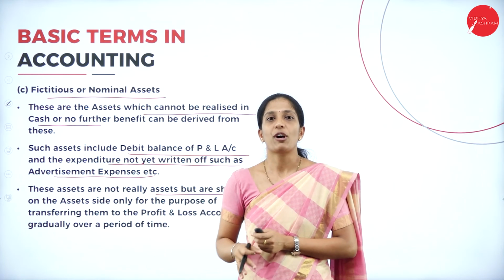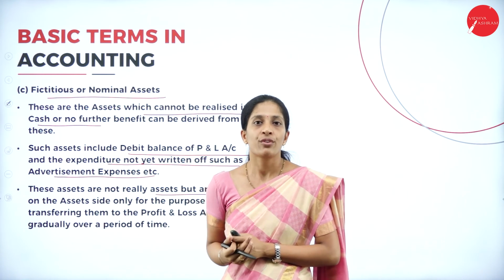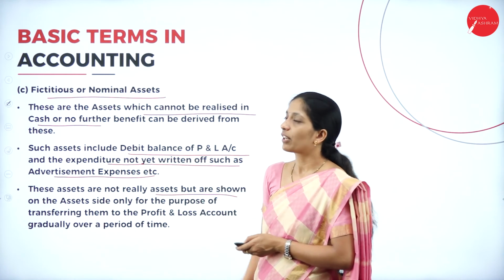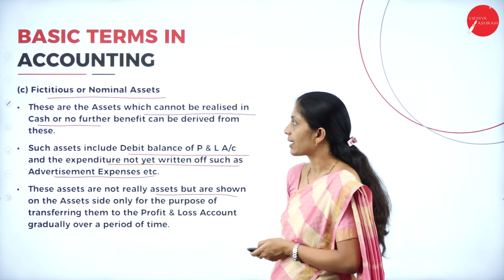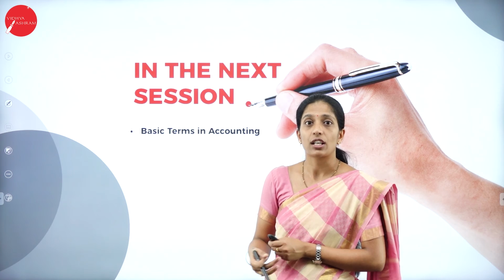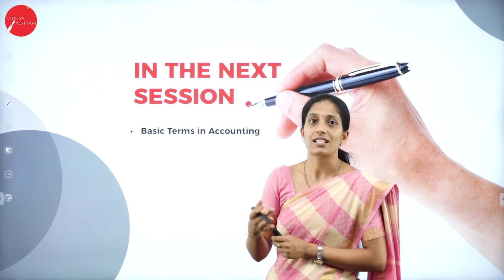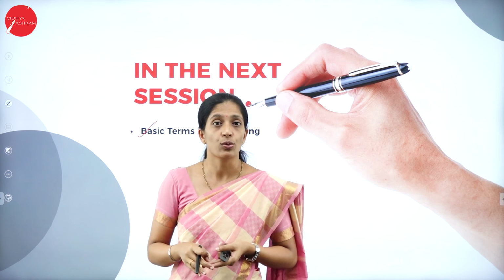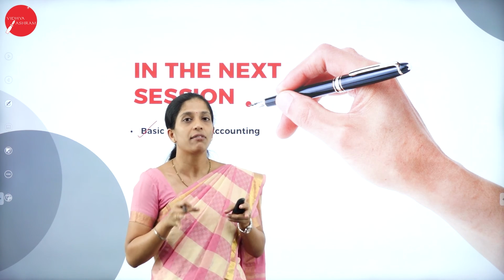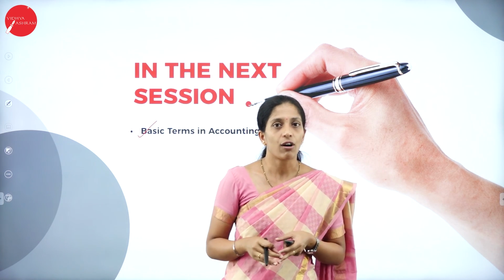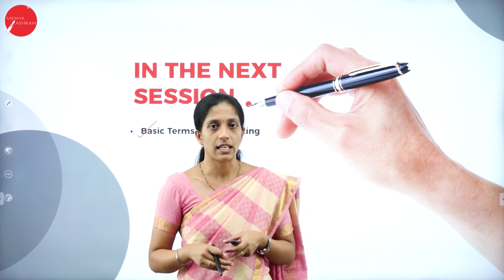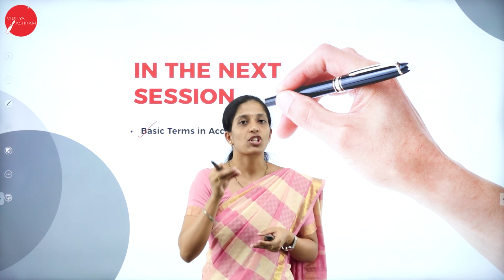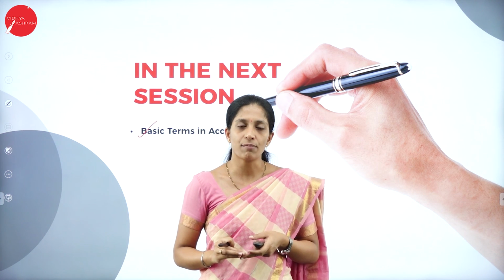So this is all about assets, where we have learnt about non-current assets as well as current assets, and the third type is fictitious or nominal assets. In my next session, I am going to continue with a few more terms, that is, basic terms in accounting. If you are familiar with these terms, then the accounting process will be very easy. You'll come to know the meaning of each and every term. So we shall go through all the basic terms once.